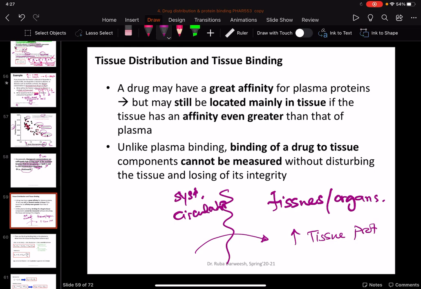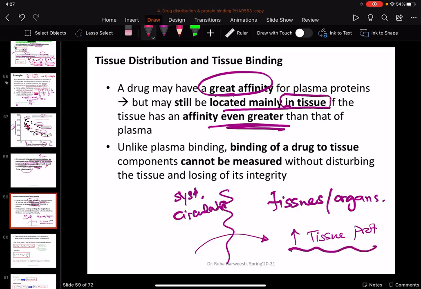The same thing I'm talking about here: if we have a higher affinity of the drug to tissue proteins than to plasma protein, which means I may have binding to plasma protein, but the affinity in tissue is larger than that for the plasma protein, then I will find the drug more distributed to organs compared to systemic circulation, and that's related to the affinity of the drug to the protein.